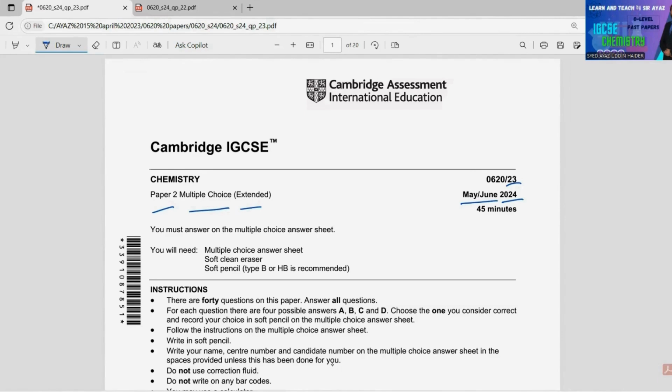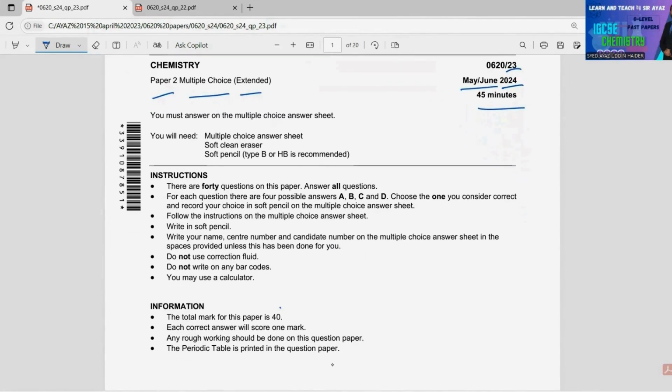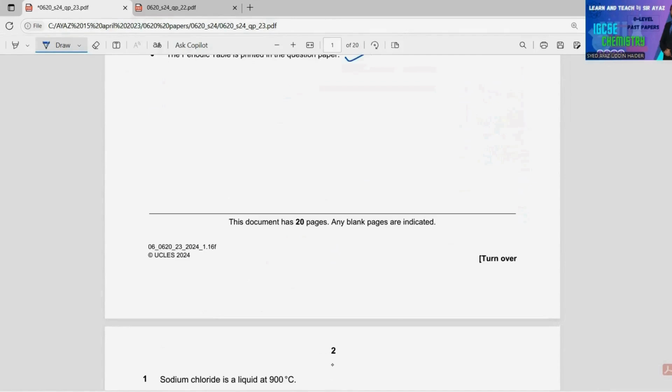The total time for this paper is 45 minutes. There are 40 questions in this paper. Total marks for this paper is 40. You are allowed to use a calculator. Whatever rough working you want to do, you will do on this paper. The periodic table is printed in the question paper. So let's start the paper.